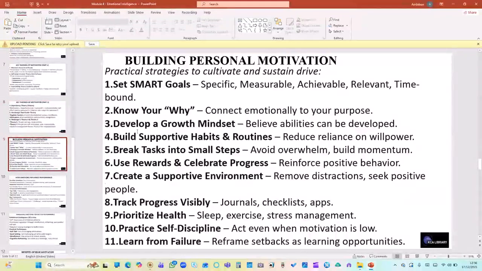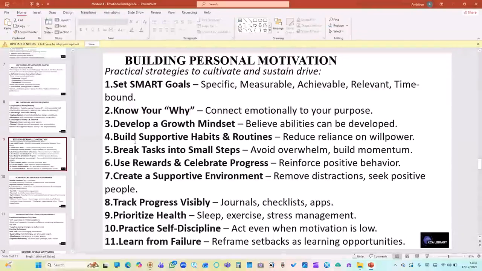Now, building personal motivation, practical strategies to cultivate and sustain drive. This involves, one, set a SMART goal. So if you want to build motivation, number one thing you must do is to set a SMART goal. Your goal must be specific, measurable, achievable, relevant, and time bound. Number two step is know your why. That is, connect emotionally to your purpose. Know your purpose. Number three, develop a growth mindset. You must believe that ability can be developed. You must believe in your ability that you can make it.